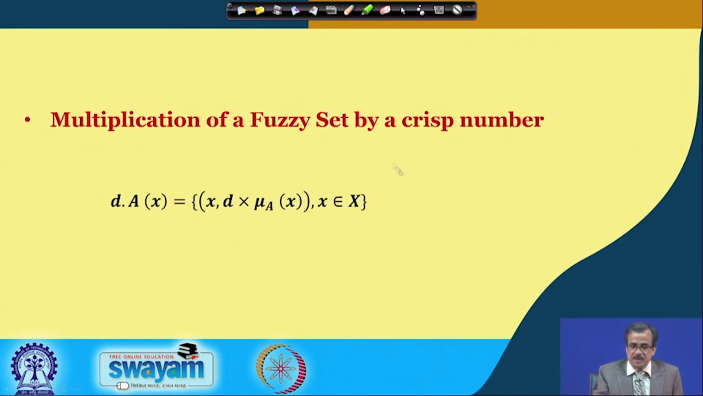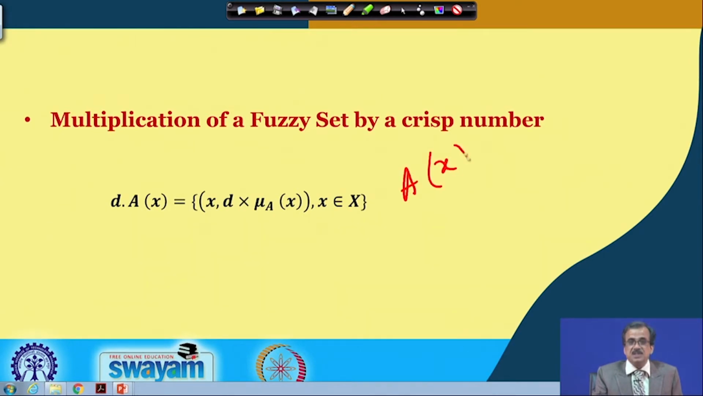For example, say A(x) is a fuzzy set. I am just going to multiply this fuzzy set by a crisp number, that is d. Now, how to write this down: d multiplied by A(x) is nothing but x, such that you have the membership function value d multiplied by mu A(x), x belongs to capital X.